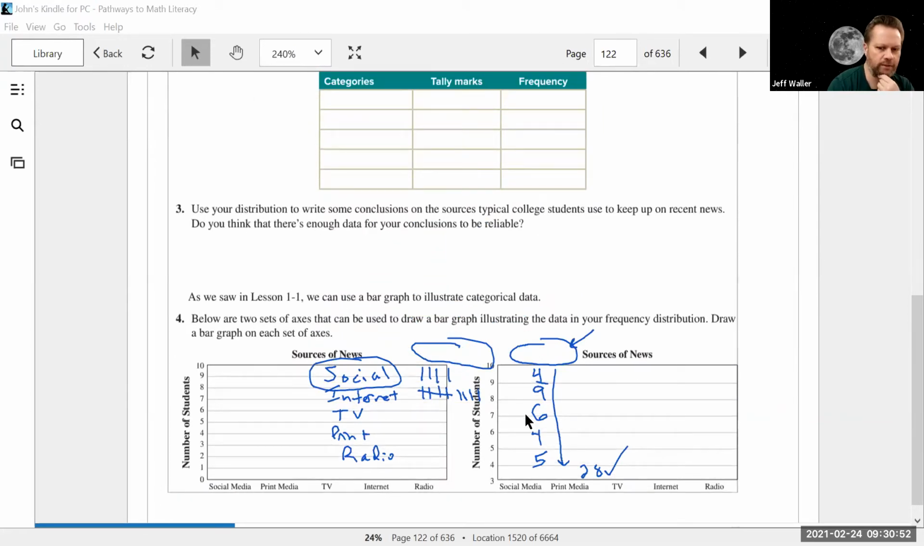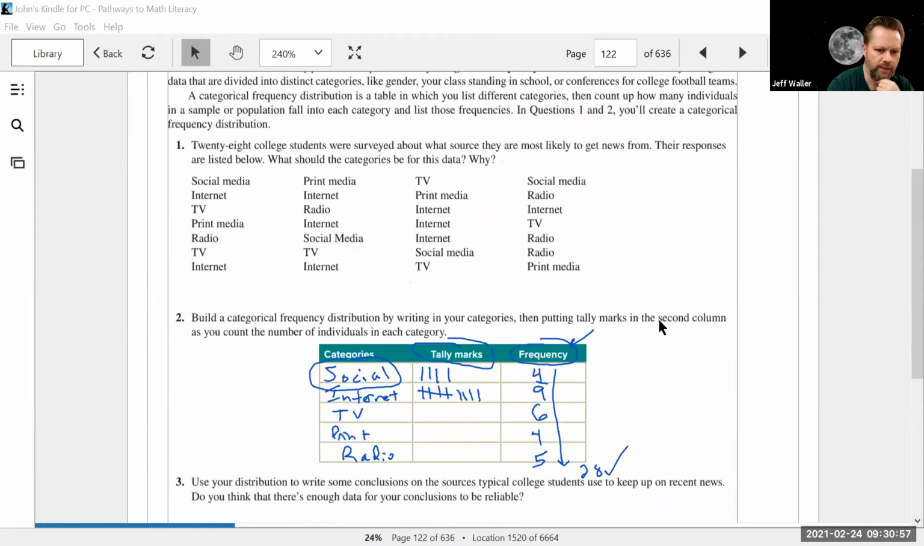All right. So just looking at this, what's the most commonly used way to keep up with news? Internet. Do you think there's enough data to be able to talk about all college students? There could be a sample, but I don't know about all.